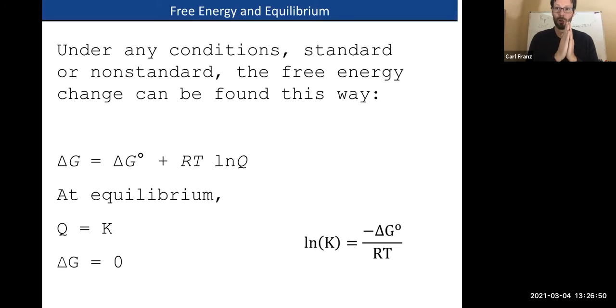We can say that delta G is equal to that standard free energy value, delta G standard, plus RT natural log Q. Now, if it's at equilibrium, remember, Q and K are equal. And at equilibrium, delta G is 0. Remember the tables that I showed you of looking at spontaneous, non-spontaneous, reversible, equilibrium, that kind of thing. Delta free energy does not change when the system is at equilibrium.